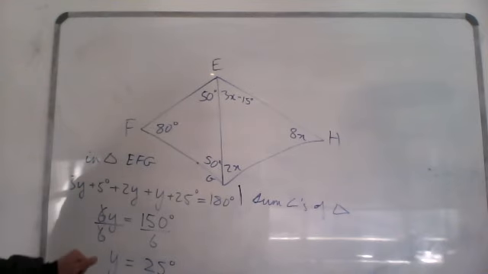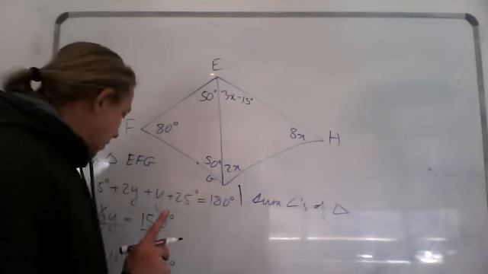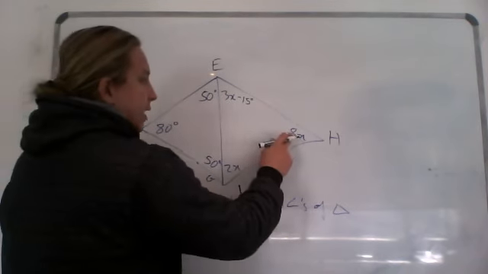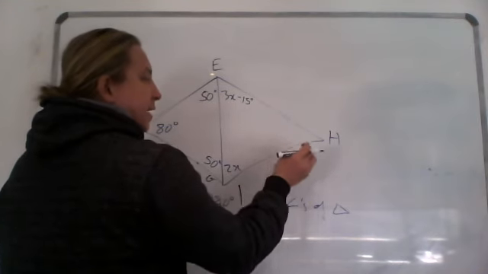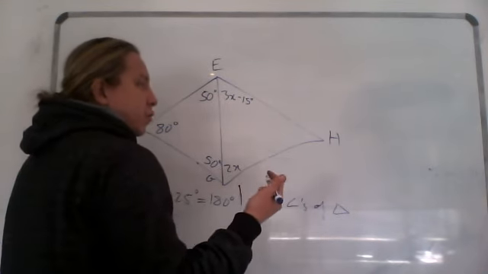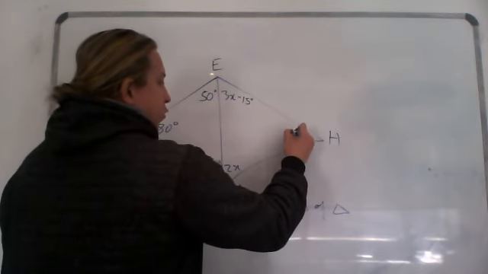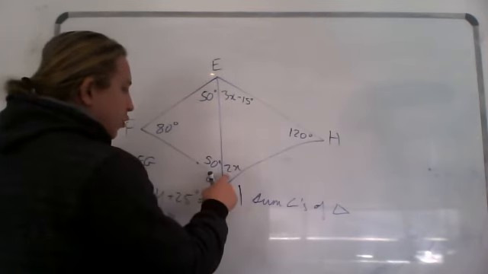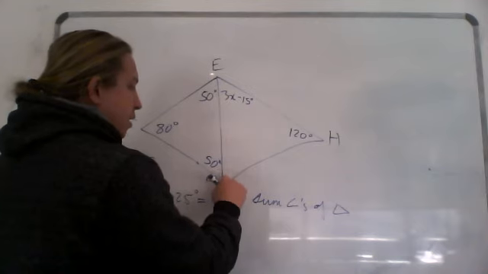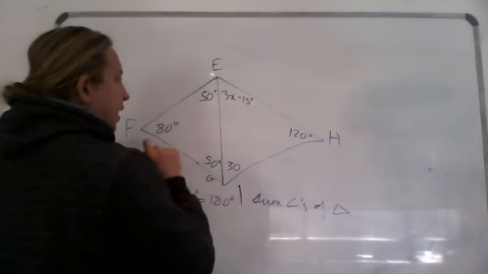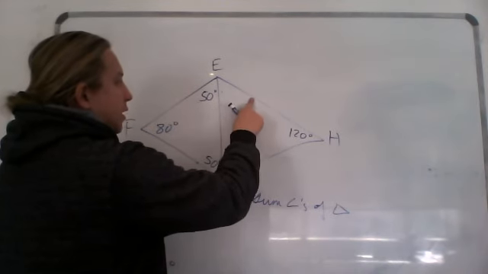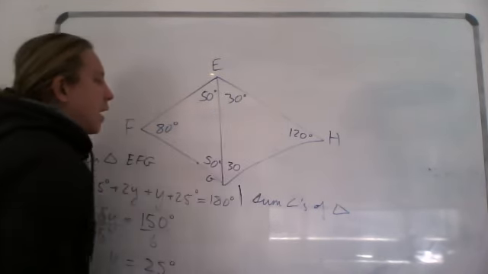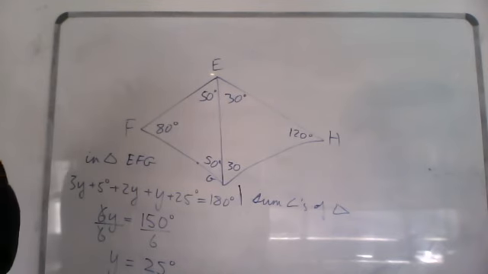We found that x was, what was it? It was 15. So 8x is what? 8 times 10 is 80, 8 times 5 is 40, so 80 plus 40 is 120. 2x is 30. And 3x is 45 minus 15, which is also 30. Okay, so now we have all our angles.